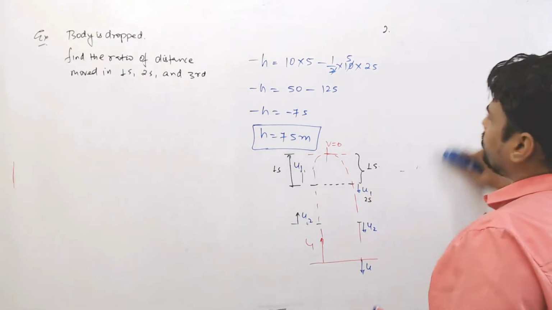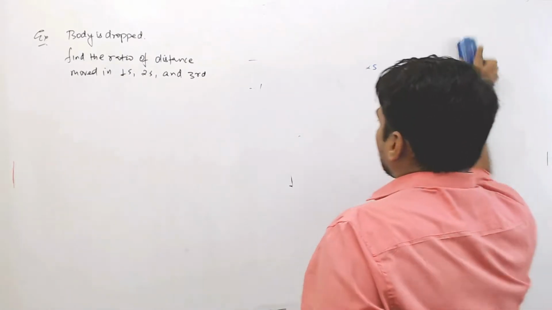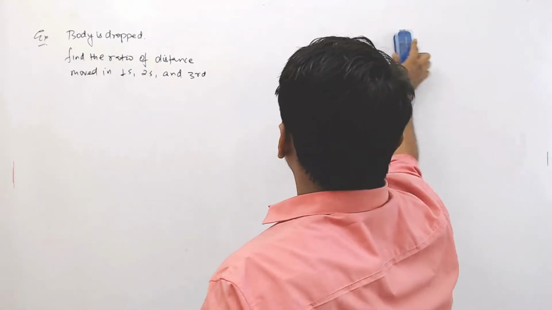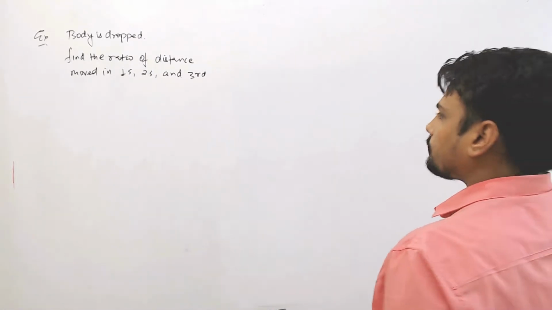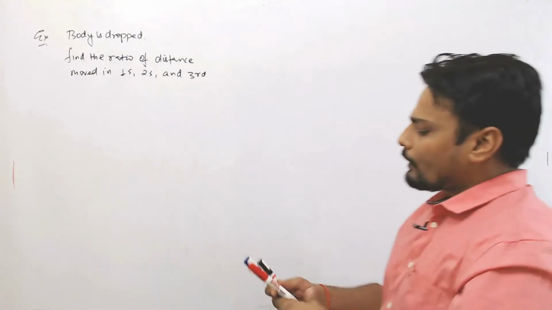इसको हटा देते हैं. Let us move that. So basically, they're asking you the ratio of the height or the distance that it has covered in the first 3 seconds. Basically, that's the bottom line.